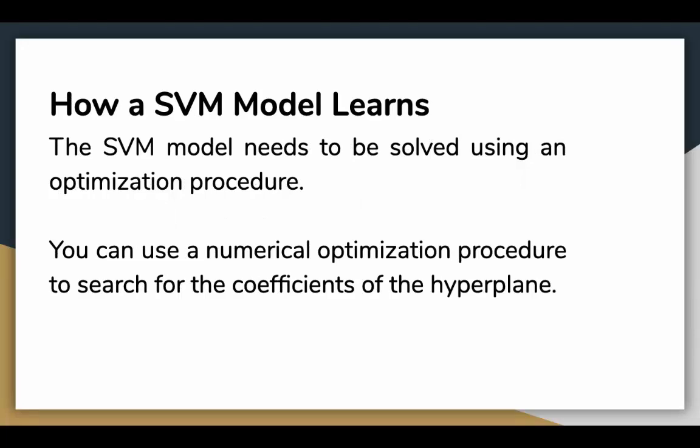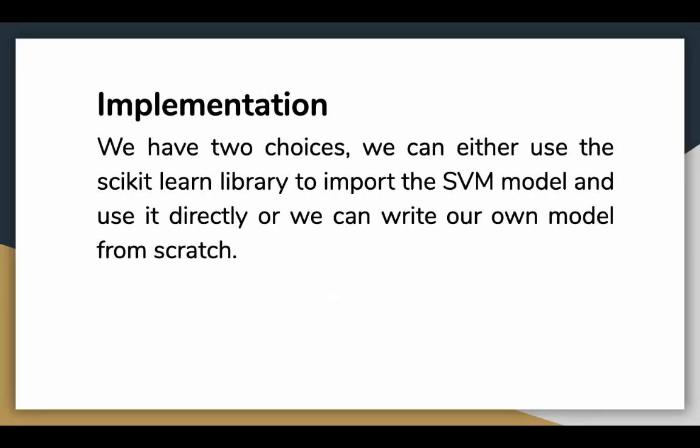The SVM model needs to be solved using an optimization procedure. You can use a numerical optimization procedure to search for the coefficients of the hyperplane. The most popular method for fitting an SVM is the sequential minimal optimization (SMO) method that is very efficient. It breaks the problem into subproblems that can be solved analytically by calculating rather than numerically by searching or optimizing. In the next video, we'll implement the support vector machine. We have two choices here. We can either use the scikit-learn library to import the SVM model and use it directly, or we can write our own model based on the equations above.